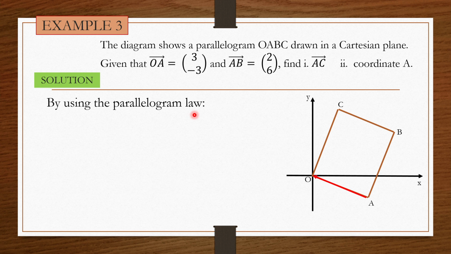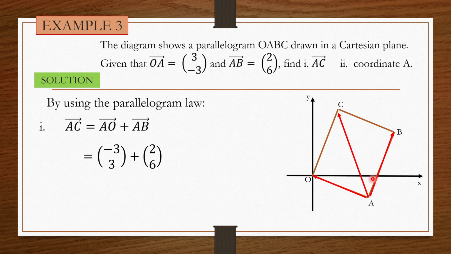Now, AC is the resultant vector of AO and AB. Remember, in order to obtain AC, the diagonal of the parallelogram, you can get the sum of vector AO and AB. So the equation can be written as AC equals AO plus AB.